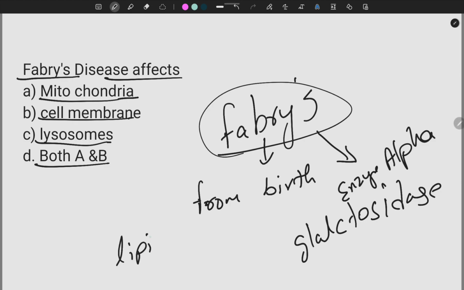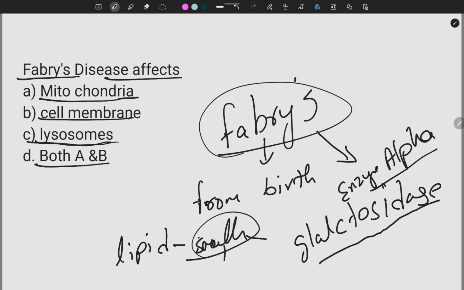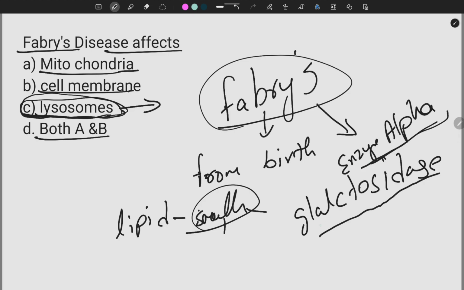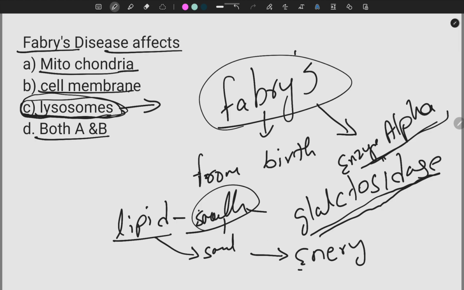When the person doesn't have alpha galactosidase, the body cannot break down the fatty materials, the lipids, into smaller components. So what will happen? The person cannot get energy for the body. Due to the dysfunction of the lysosome, the person doesn't have the alpha galactosidase enzyme, so the lipids cannot break down into smaller components to give energy. The fat then stagnates in the body. So this is called Fabry disease.